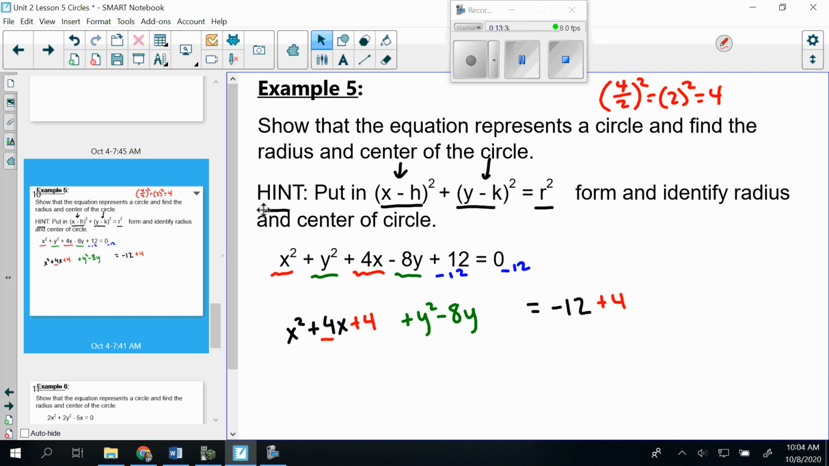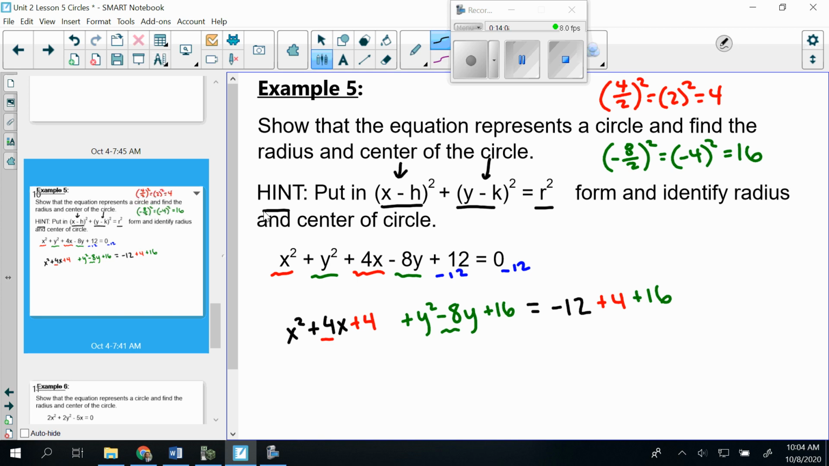Next, I'm going to do the same thing with this one. I'm going to take this number, negative 8, take half of it, and square it. So half of that is negative 4. Negative 4 squared is 16. So like I did before, I'm going to add 16 here. And that means I also need to add 16 to that other side. So now we've completed the square on both of these. Both of these should now factor.